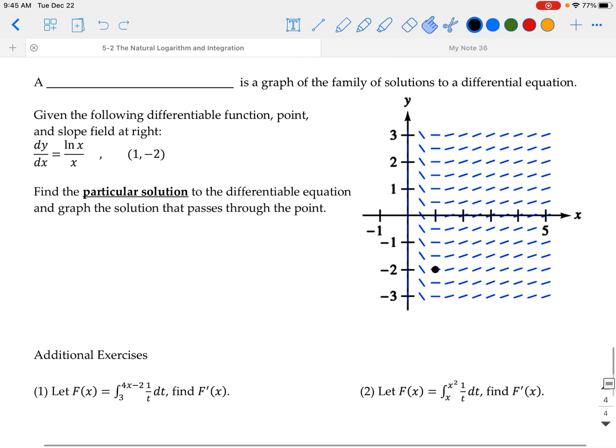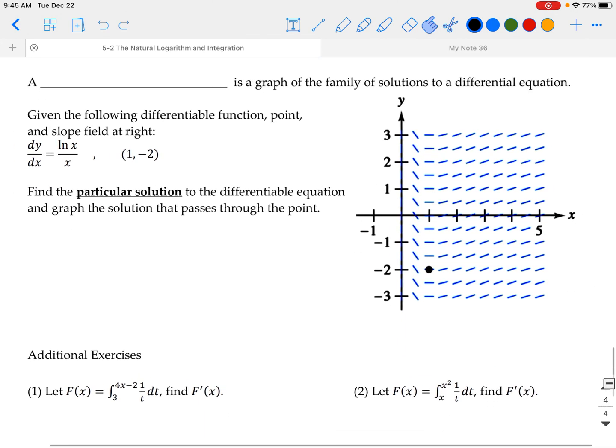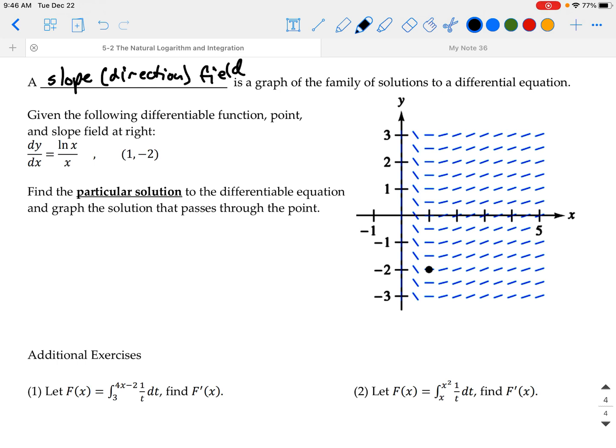So then on the next page, we've got some additional exercises and then one new kind of idea here, which is a slope field or a direction field. A slope or direction field is a graph of a family of solutions to a differential equation. And so if we look on the right here, all of these blue tick marks represent an individual slope.